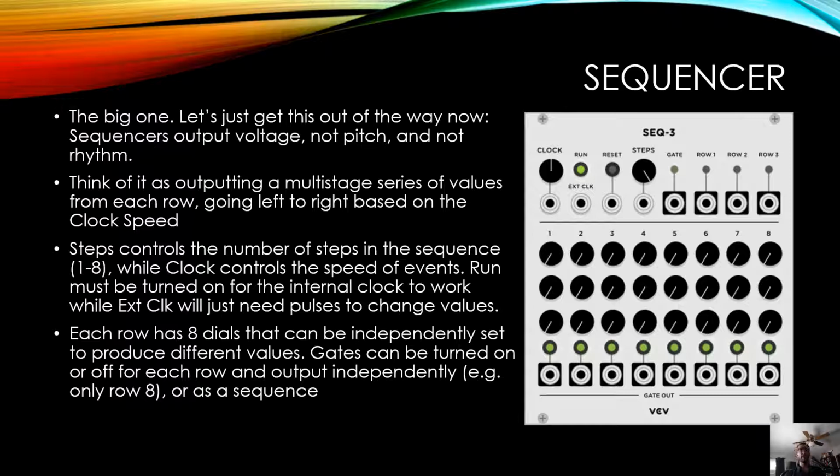Finally, we have the sequencer. This is the big daddy. Let's just get this out of the way. Sequencers output voltage. They do not output pitch, and they do not output rhythm. What you have here are 3 rows of dials, 1 through 8. Each row has its own separate output. So you can have 3 different sequences going and then change which row is outputting by changing the cable.